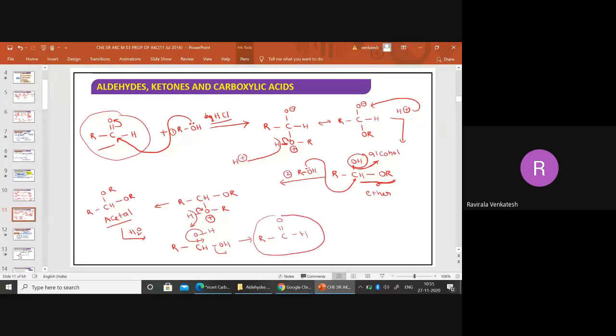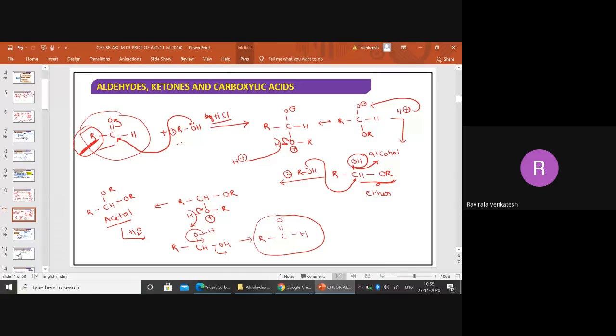Now we may get this question in examination. This reaction is useful for the protection of aldehyde. Why? Because I want to do some reactions here, and this should be protected. In that case, what I have to do?